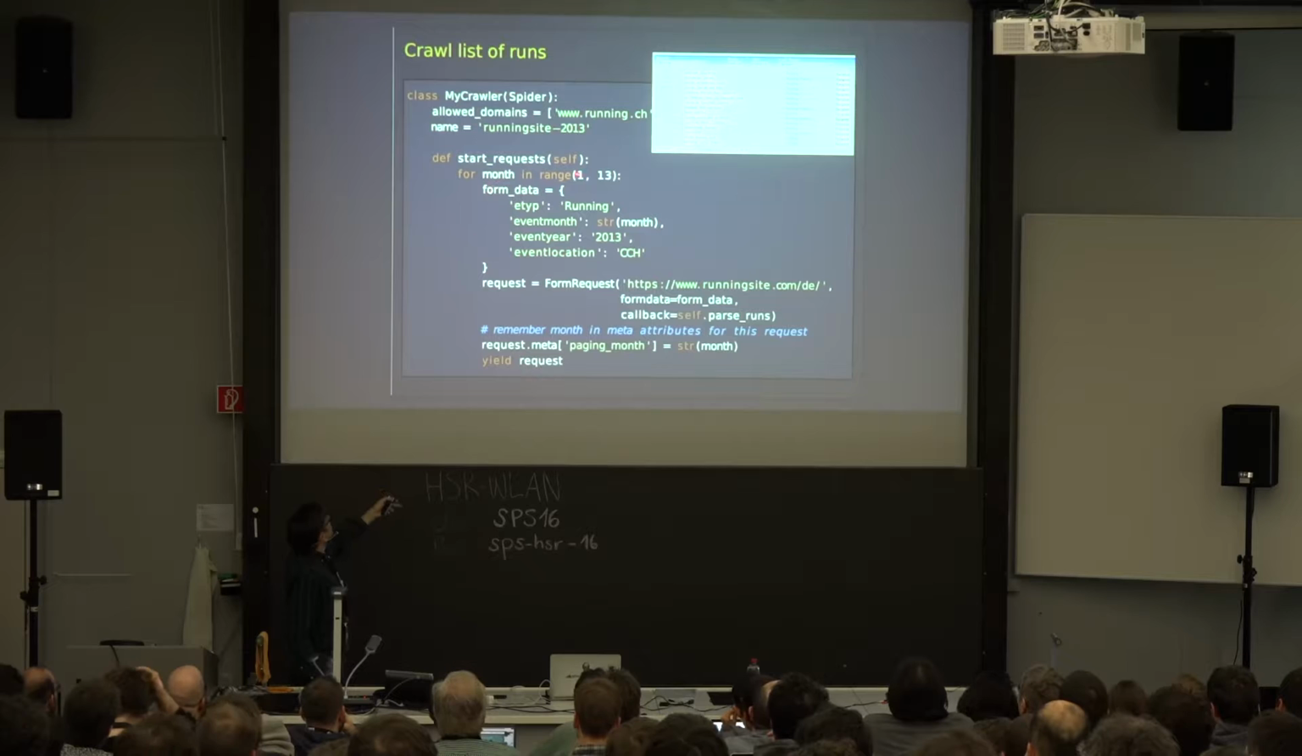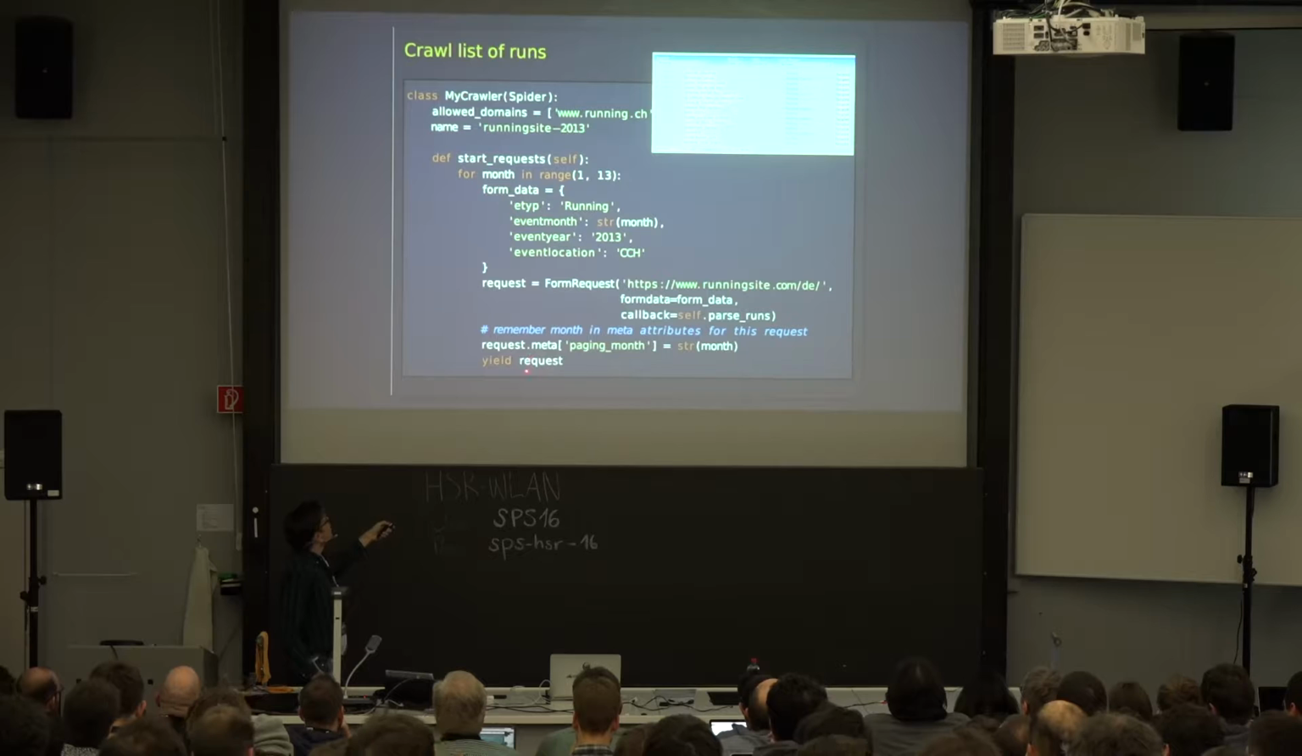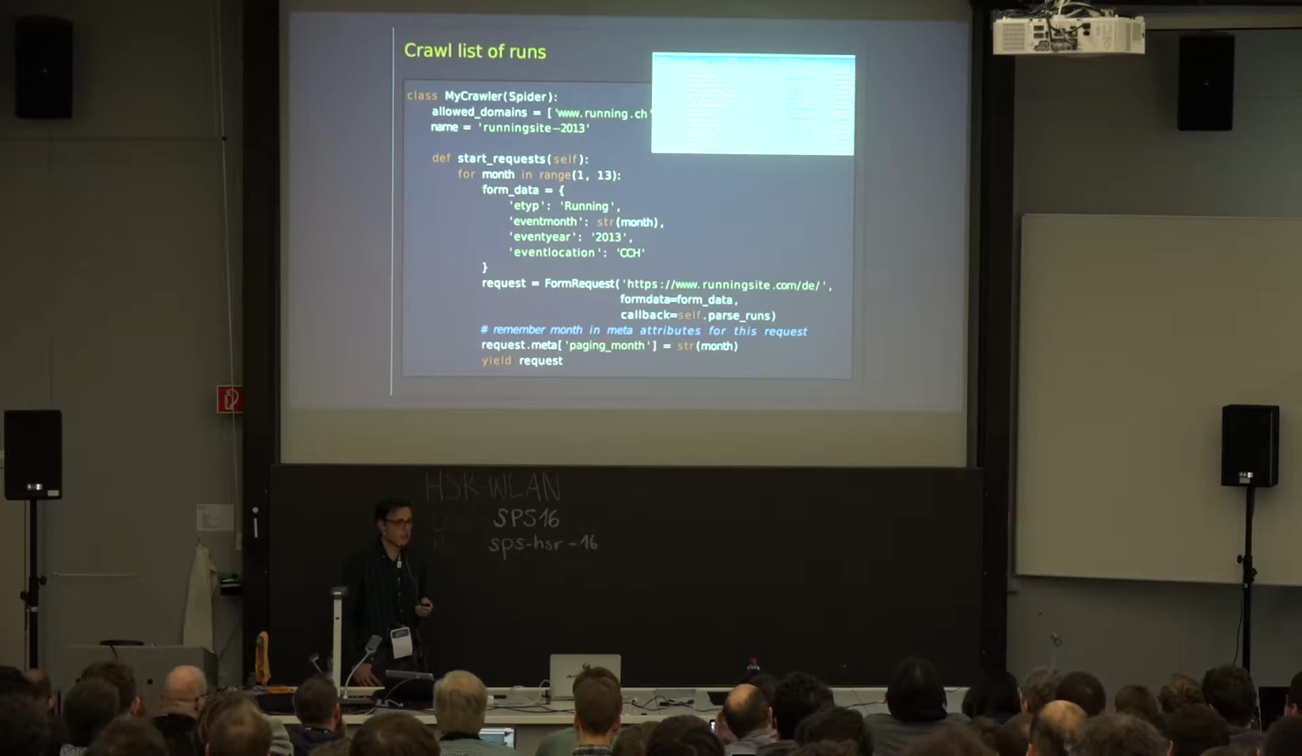So I have 12 months I'm interested in. I loop through them and execute form requests. So here is the generator, so I yield this request, and Scrapy will just collect these requests and will then start requests asynchronously in the background to crawl these web pages.